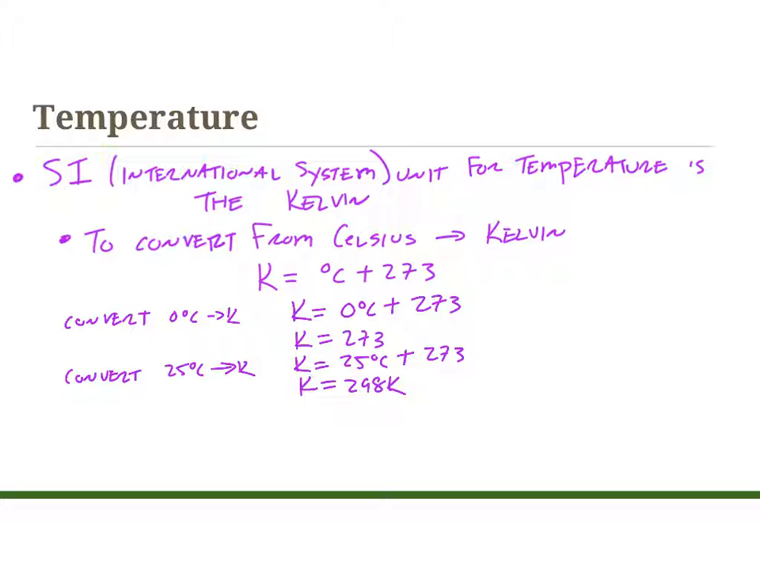Now, just so that you guys are aware, 0 degrees Celsius is equal to 32 degrees Fahrenheit. That's the freezing point of water. Okay? 25 degrees Celsius is roughly 70 degrees Fahrenheit. So that's room temperature. So at 25 degrees Celsius, we're at 70 degrees Fahrenheit, we are at 298 Kelvin.